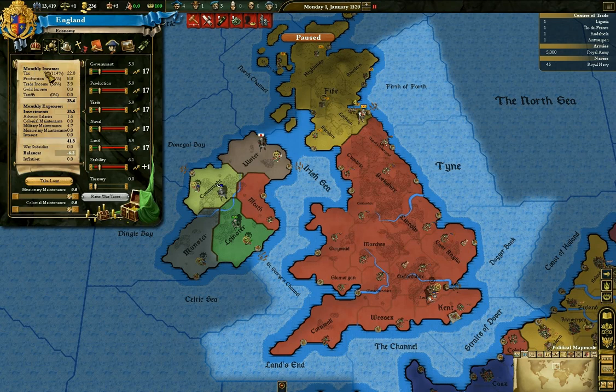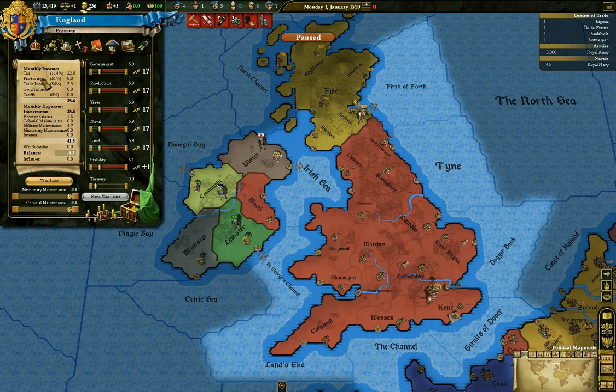The monthly income comes from several sources. Tax, which is just what the value of your provinces are. When I go over provinces, I'll explain why a province has a particular tax. The percentage next to it is the collection efficiency. England collects a little more than the base tax from everything, and that gives them 22.8 a month.